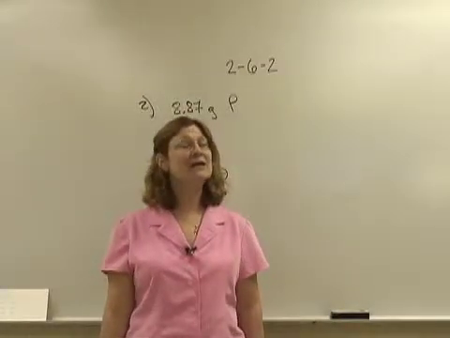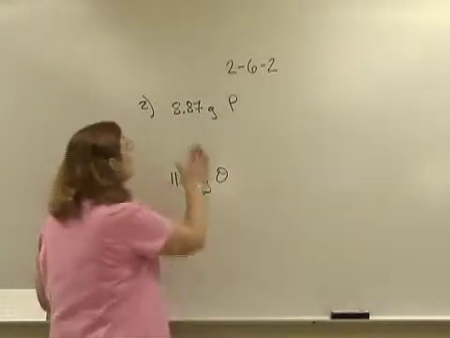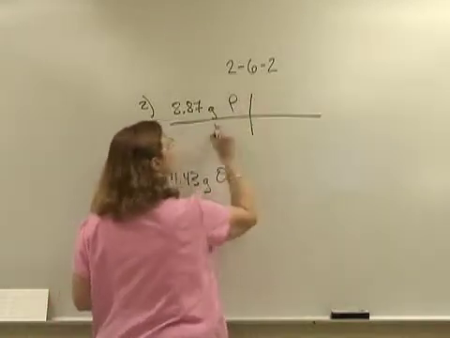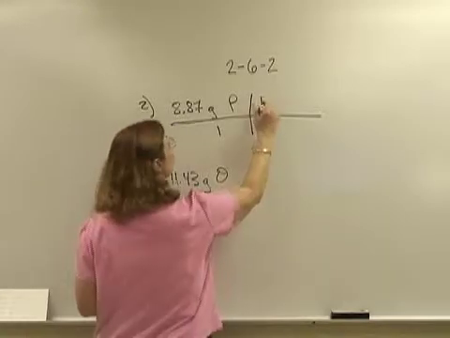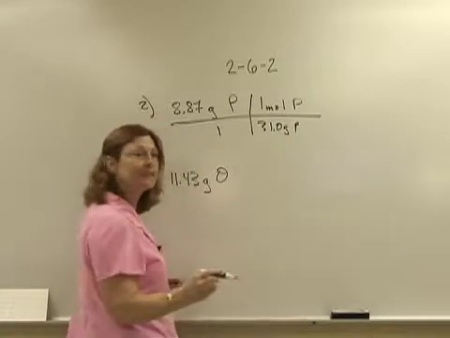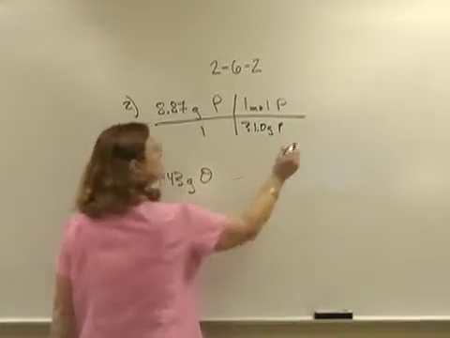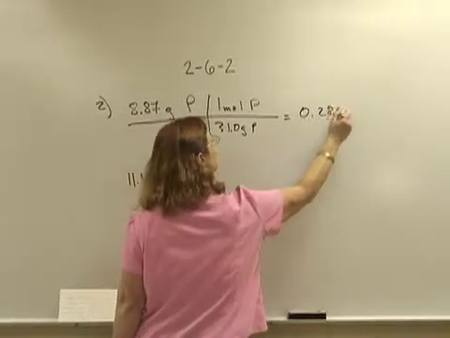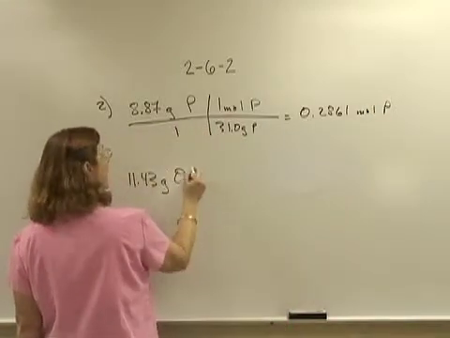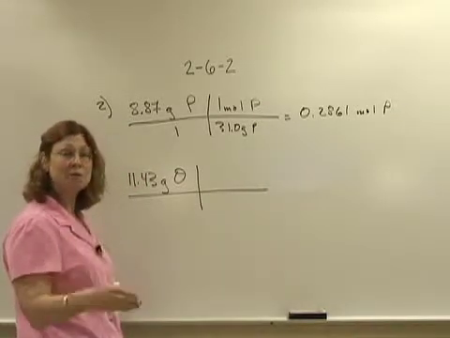In number 2, I have one extra step, but first I have to find the empirical formula. I'm given 8.87 grams of phosphorus, and again, I must change my grams to moles. And 1 mole of phosphorus has a mass of 31.0 grams. And then that gives me 0.2861 moles of phosphorus. And I must change my grams of oxygen to moles as well because I have to have them both in moles to make a comparison.